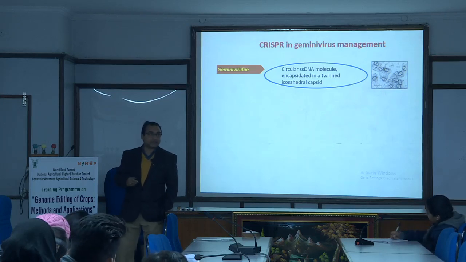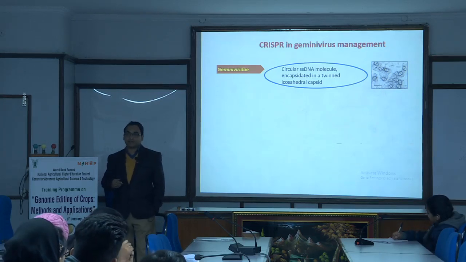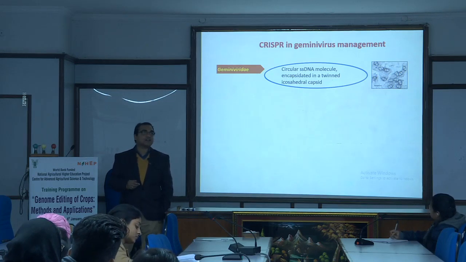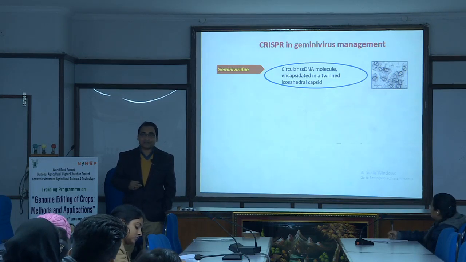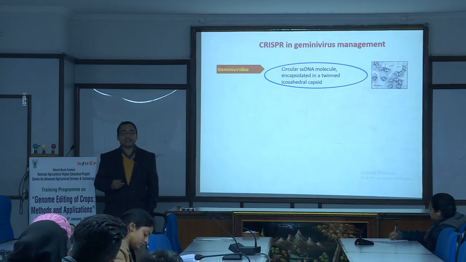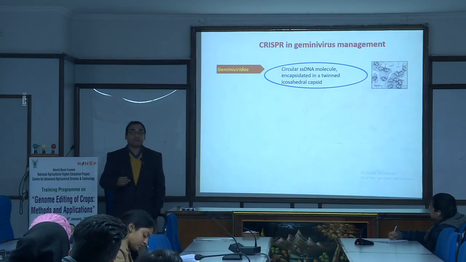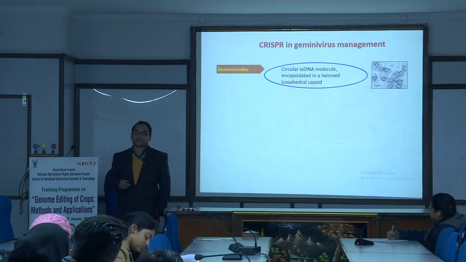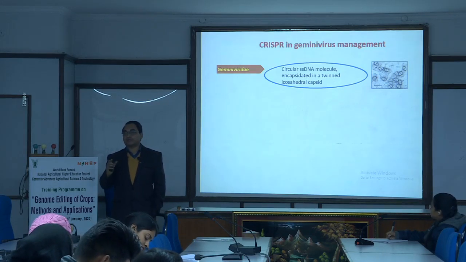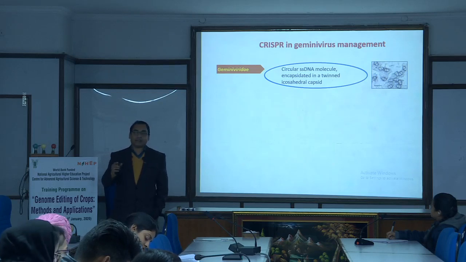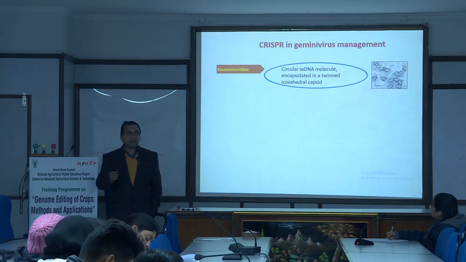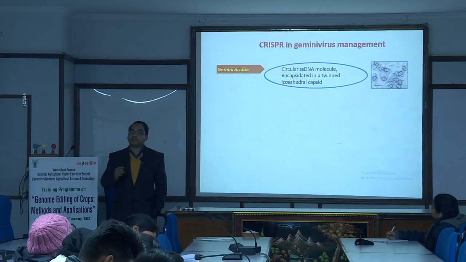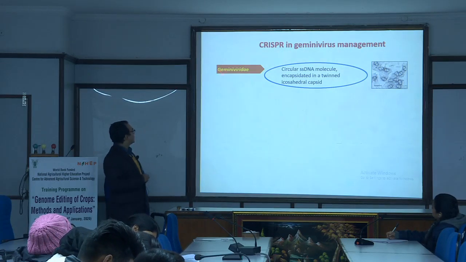Now, we may ask why single stranded DNA, because CRISPR-Cas9 works through a double stranded DNA break, but we are using it in a single stranded virus. That I will come to. But why single stranded DNA virus? Because the size of the genome is very small, so manipulating that genome is very easy, and they are the most important group of plant viruses. They belong to the family Geminiviridae.